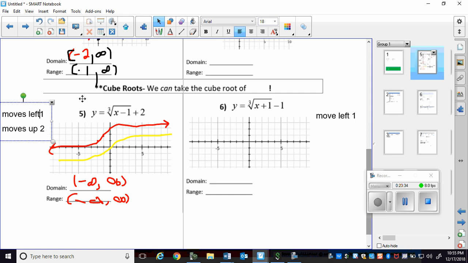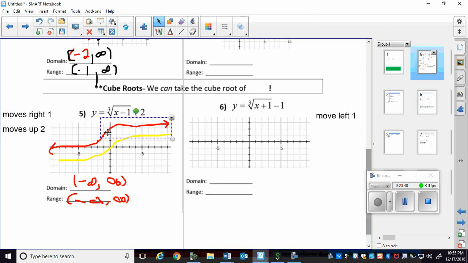Moves right 1 because it's subtract, moves right 1. So I'm going to be moving those points over. I'm just going to move the whole figure. Move right 1. Okay. And here's the other part. And there it is. That's actually more accurate. That is more accurate.